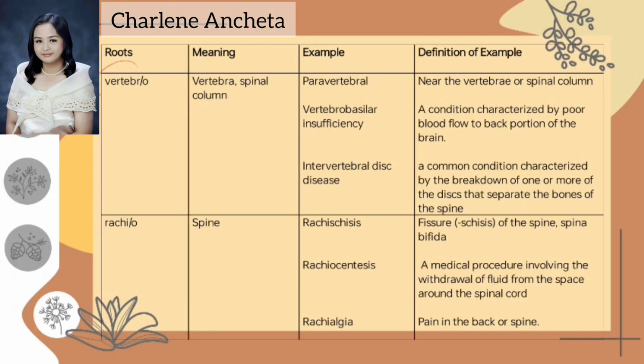Vertebro, a combining form used in anatomy to indicate a connection with or relation to a vertebra, vertebrae, or the spinal column. The individual bones of the spine are the vertebrae. These are the building blocks of the spinal column. The vertebrae protect and support the spinal cord.